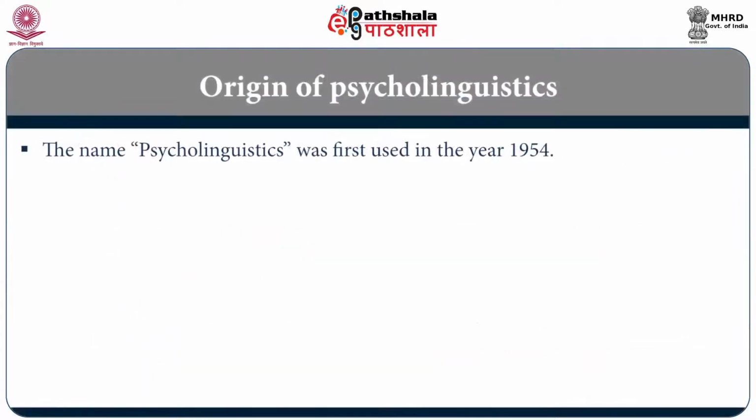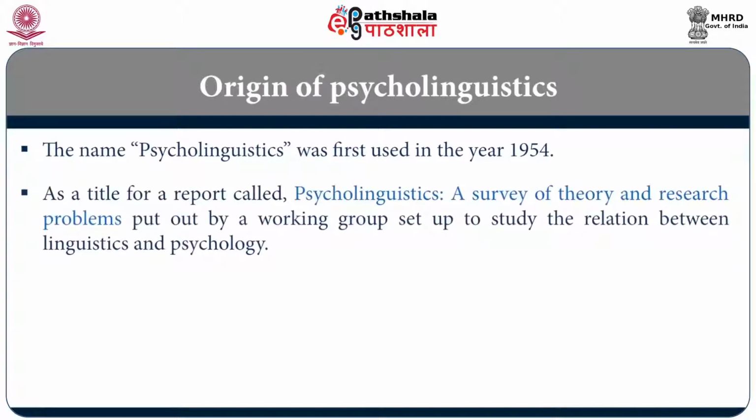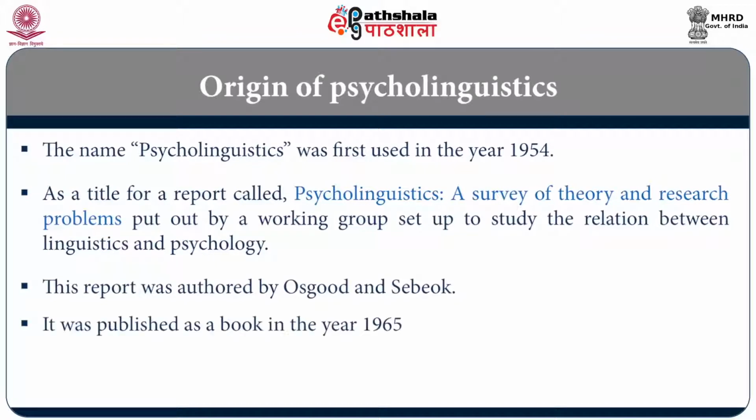The term psycholinguistics itself goes back to the year 1954. It was used in the title of a report called Psycholinguistics, a Survey of Theory and Research Problems. It was put together by a working group set up to study the relation between linguistics and psychology. This report was authored by Osgood and Sebeok, and it was later published as a book in 1965. So the word psycholinguistics was the title given to the report in 1954.